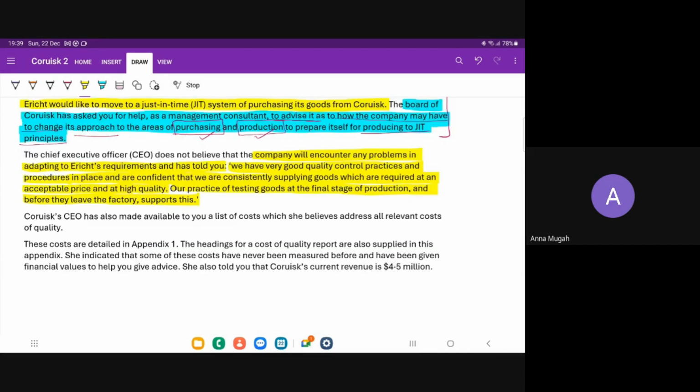Corsic's CEO has also made available to you a list of costs which he believes addresses all relevant cost of quality. These costs are detailed in Appendix number 1. The headings for the cost of quality reports are also supplied in this appendix. He indicated that some of these costs have never been measured before and have been given financial values to help you give advice. She also told you that Corsic's current revenue is 4.5 billion, right?